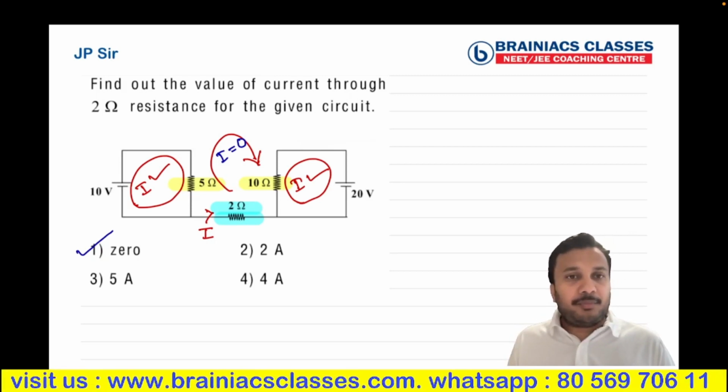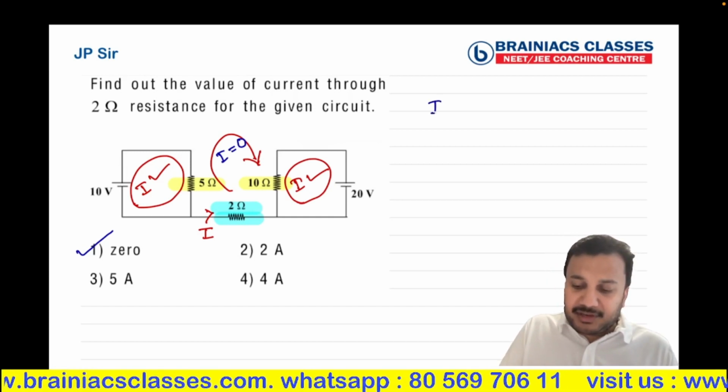What is the current through the 5 ohm resistor? We can find out. What is the voltage?